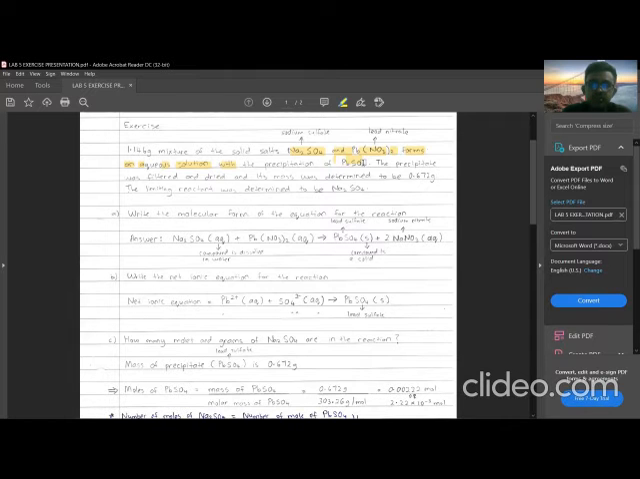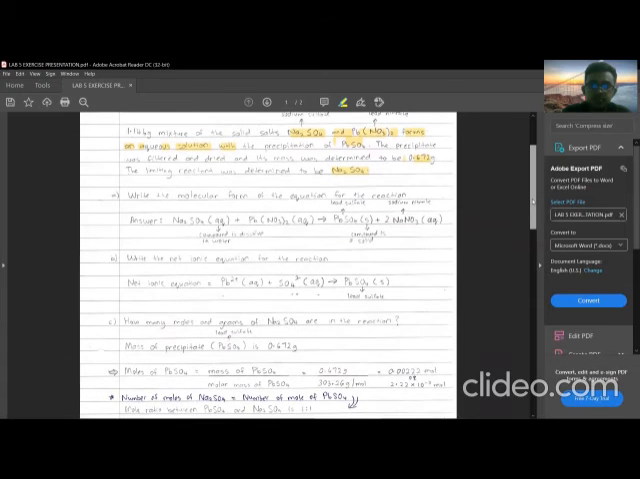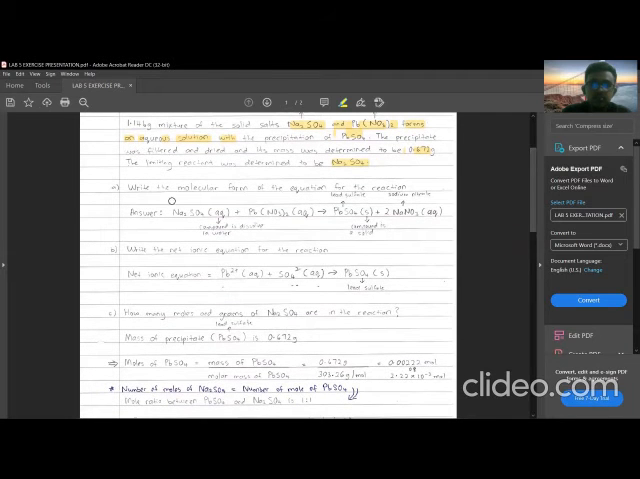PbSO4 is lead sulfate. The precipitate was filtered and dried, and its mass was determined to be 0.672 gram. The limiting reactant was determined to be Na2SO4. So, the first question is: write the molecular form of the equation for the reaction.